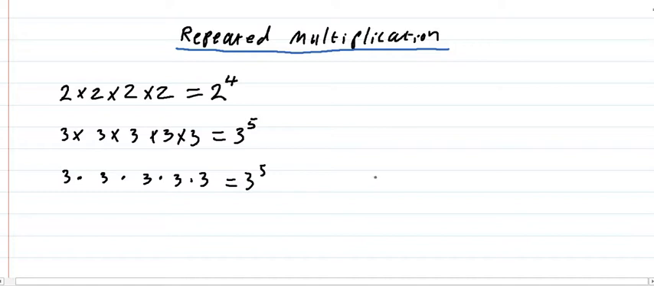I won't be writing out things like 5 dot 5 to indicate a multiplication, because that can be understood as 5.5, whereas 5 dot 5 dot 5 is unambiguous. That means 5 times 5 times 5.